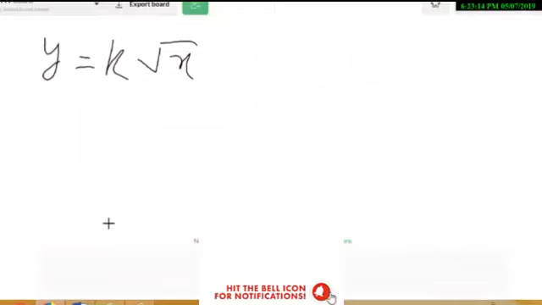20 square root of x. So here it is directly proportional to square root of x. So it is y is equal to k times square root of x. This is the formula.